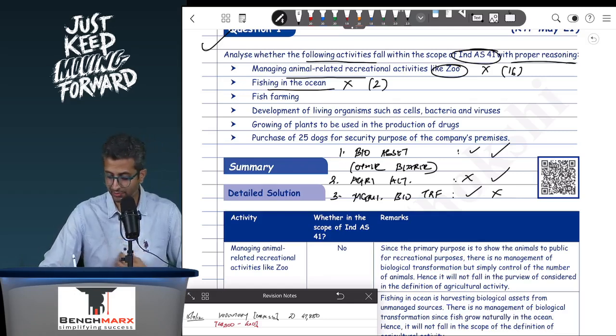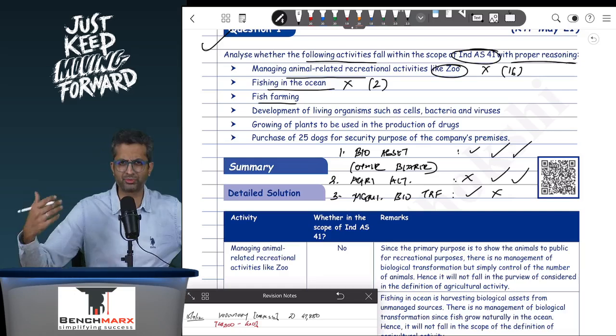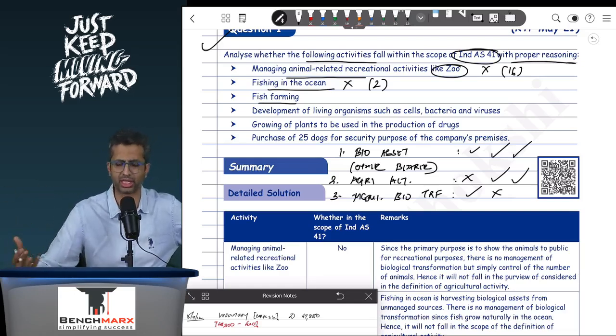Next, you look at fish farming. In case of fish farming, you are maintaining probably an artificial pond for the purpose of fishing. So there is a living asset, fish, which you are holding for the purpose of either sale, or for breeding, that is additional biological asset, or for fishing it out, that is agricultural produce. So definitely you are doing an agricultural activity and you are also managing the biological transformation. So yes, for fish farming, Ind AS 41 will finally apply.